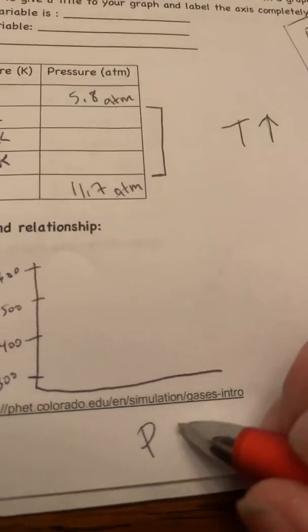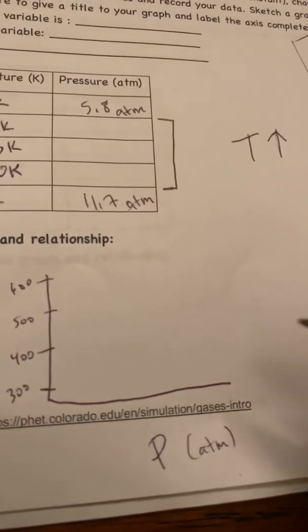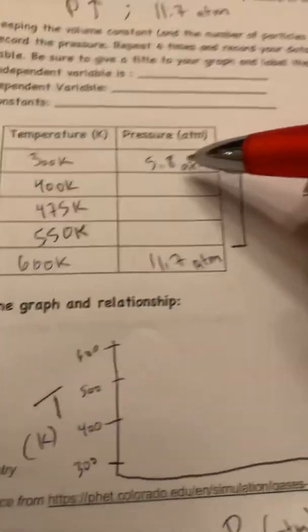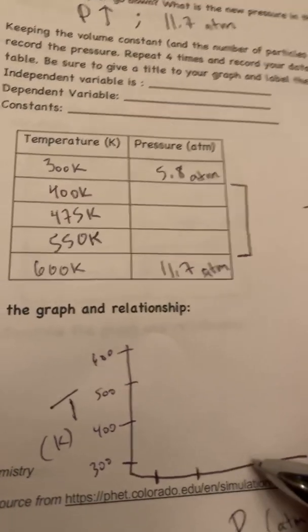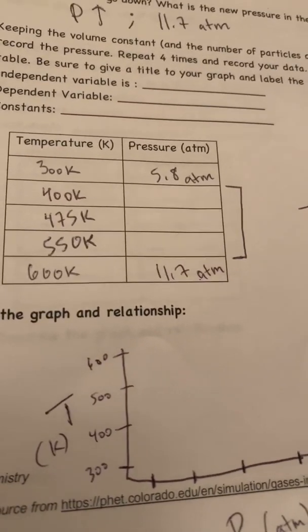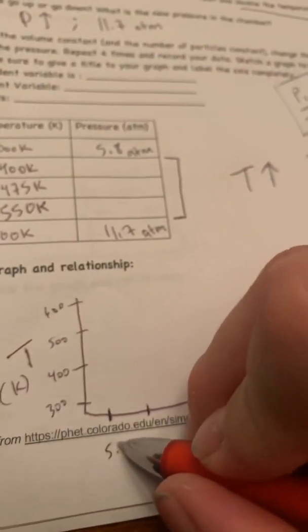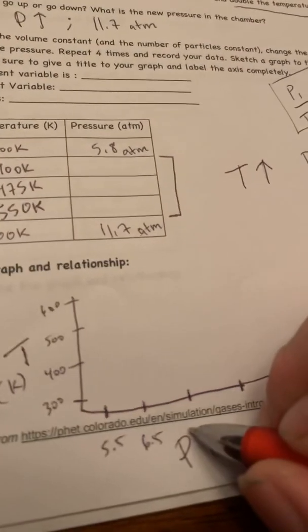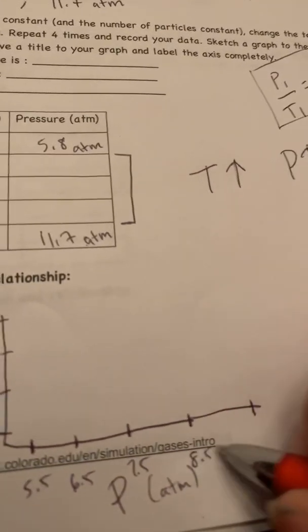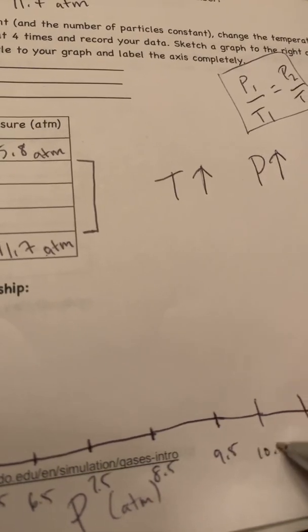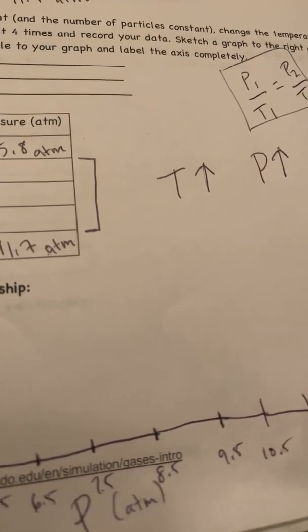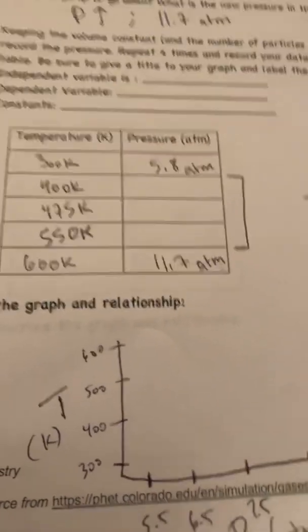Okay, and then our pressure is down here in ATM. So we might do anywhere from 5.8 to 11.7, somewhere in there. So you would just go through and do some even values of some sort and make sure that it looks nice. Okay, so you might say like 5.5, 6.5, 7.5, 8.5, 9.5, 10.5, 11.5, and then 12.5, because the highest we're going to go is 11.7.